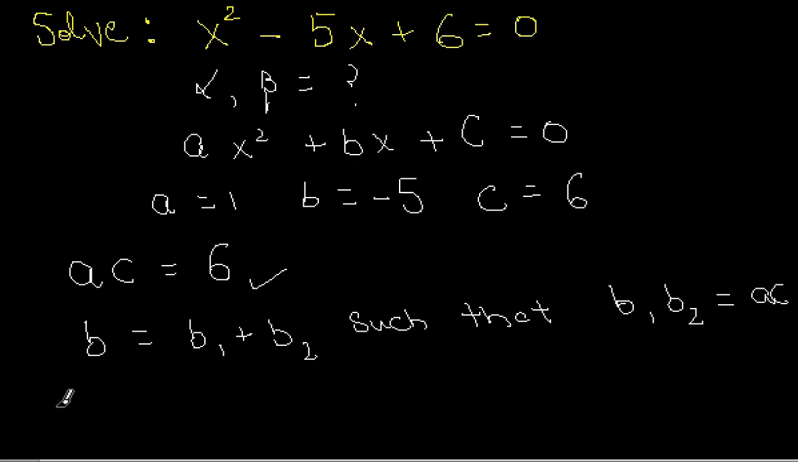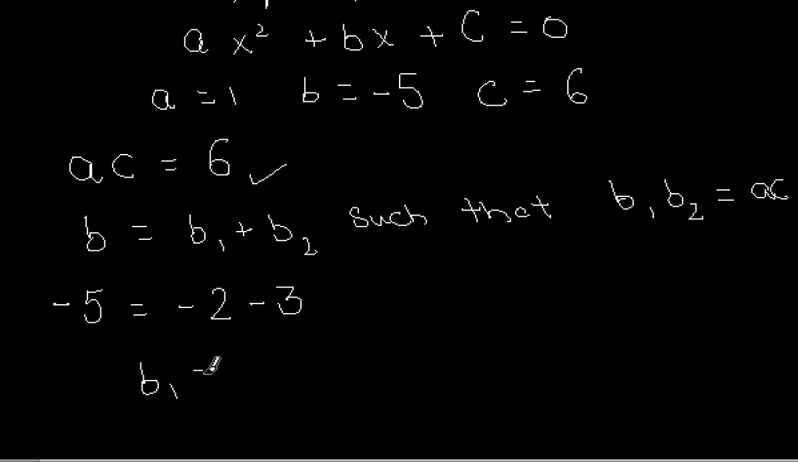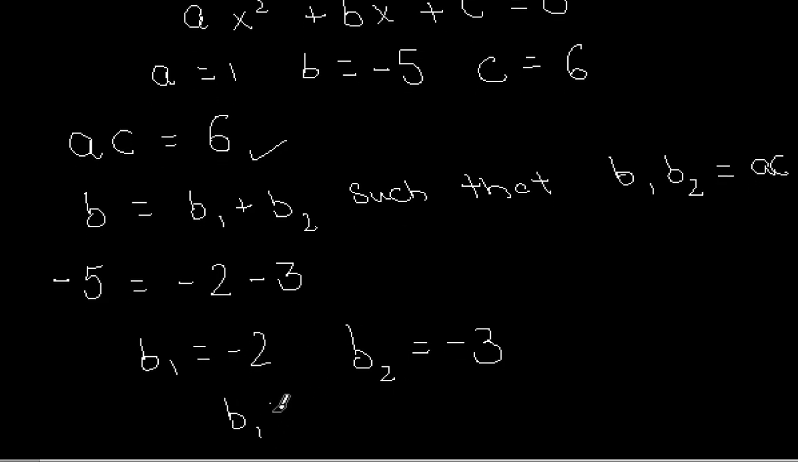So what we do is we write minus 5 is equal to minus 2 minus 3. So we get b1 as minus 2 and b2 as minus 3. The sum of these two is minus 5, which is equal to b, which is required, and the product of minus 2 and minus 3 is equal to 6, because minus 2 into minus 3 is 6, which is equal to AC, which is what we require.